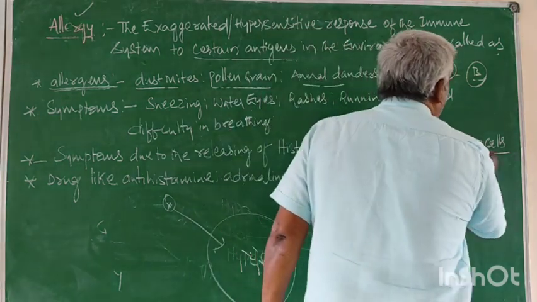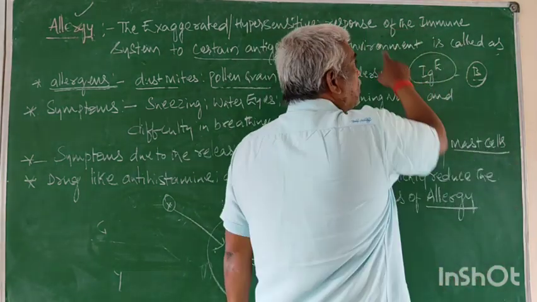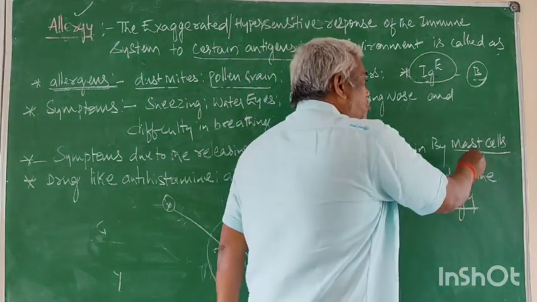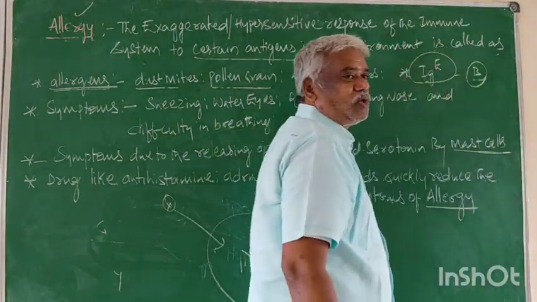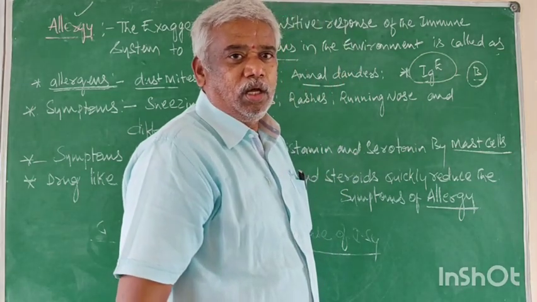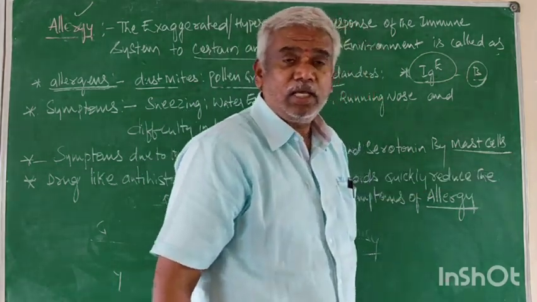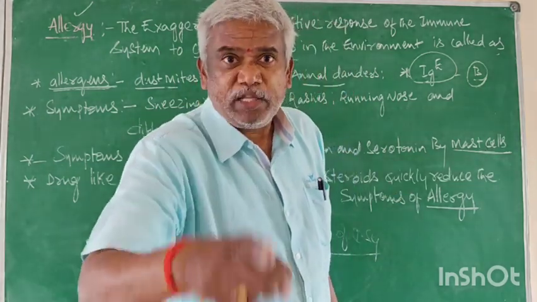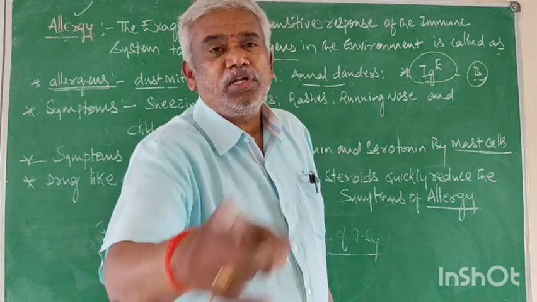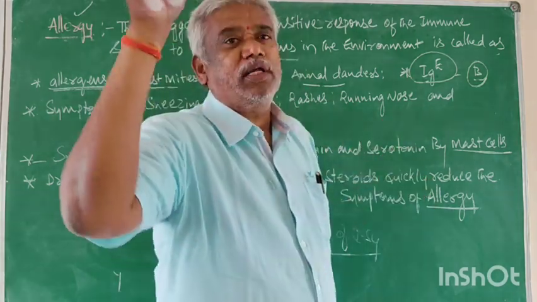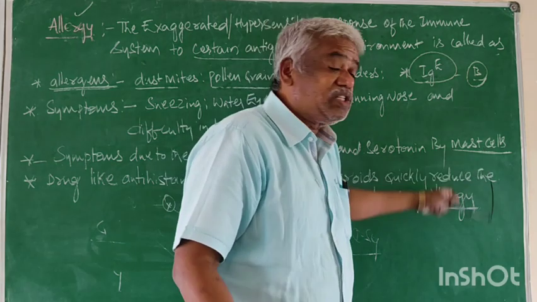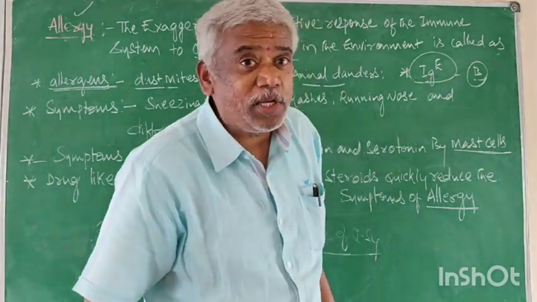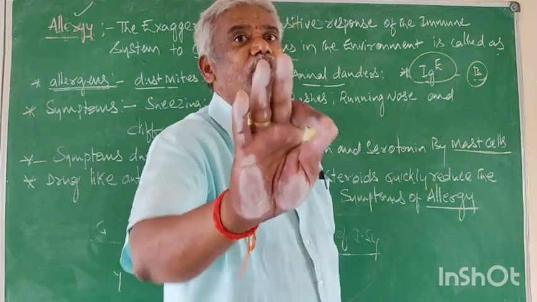That is called mast cells. If the immunity system response is optimum, there is no involvement of mast cells. The involvement of mast cells is evidence to say the immunity response is exaggerated. If mast cells are not involved and only B cells are involved, the response of the immunity system is optimum.